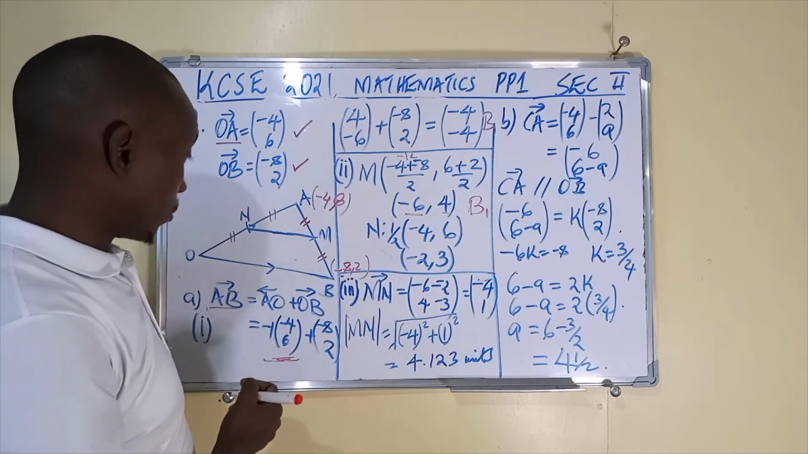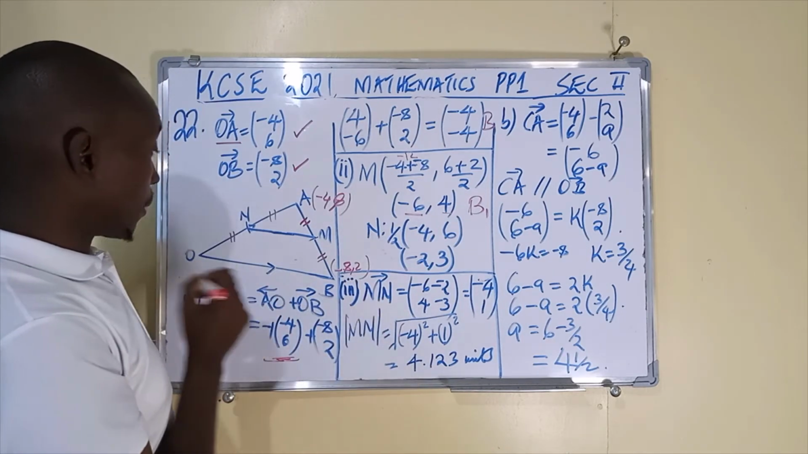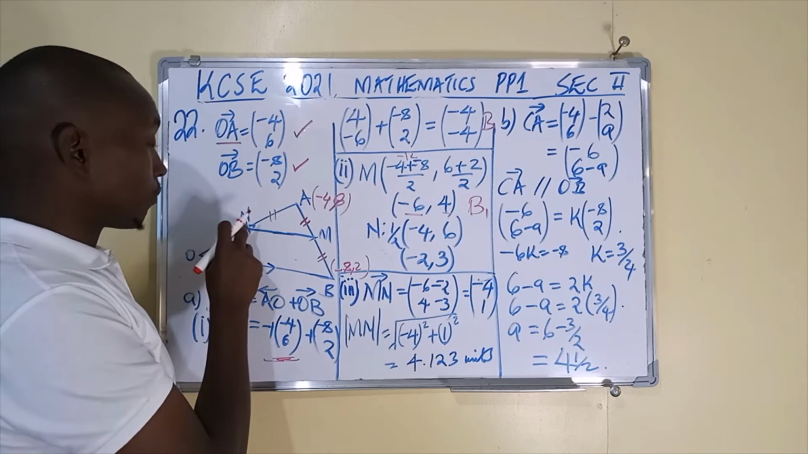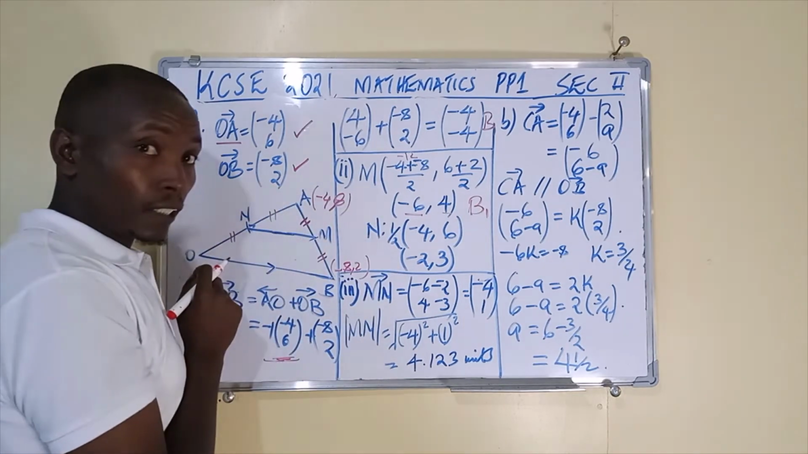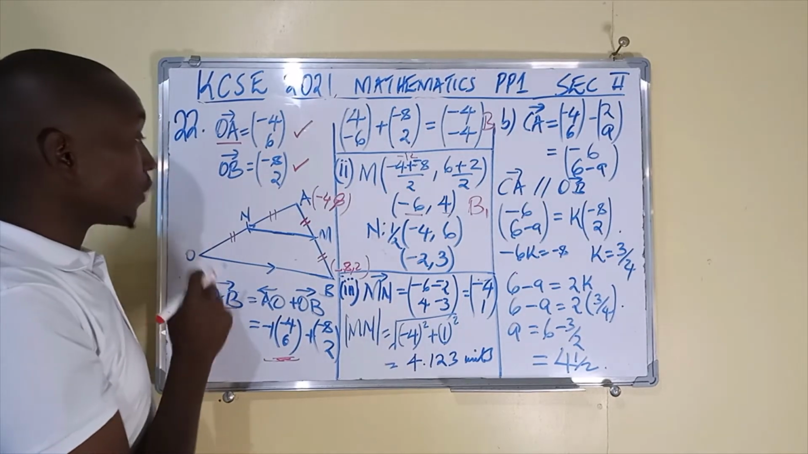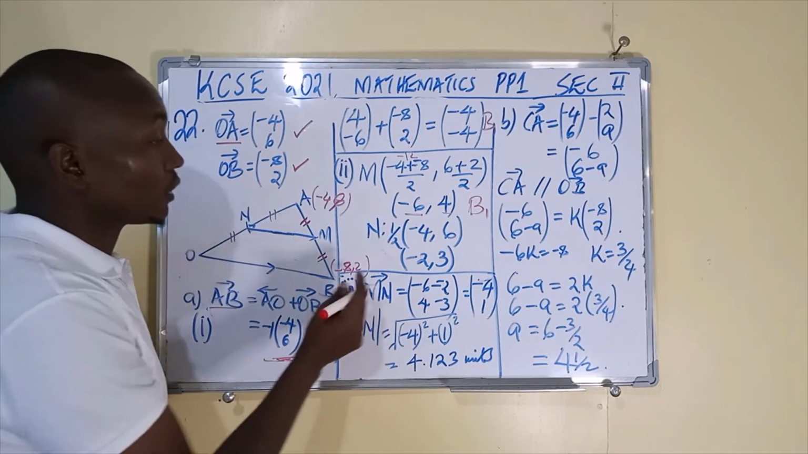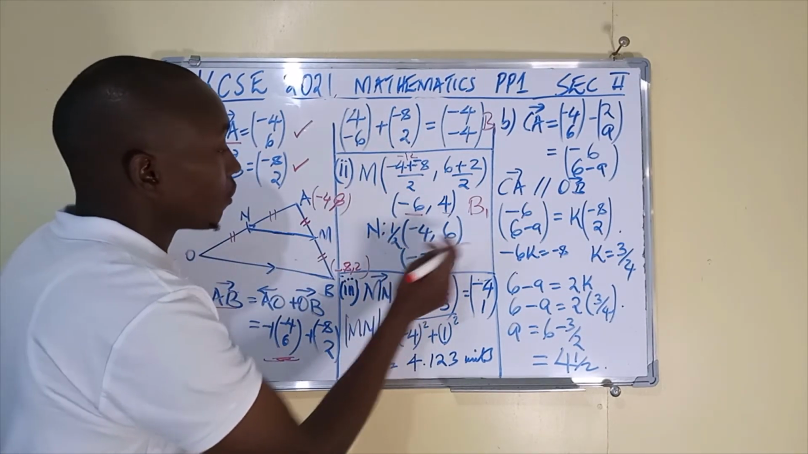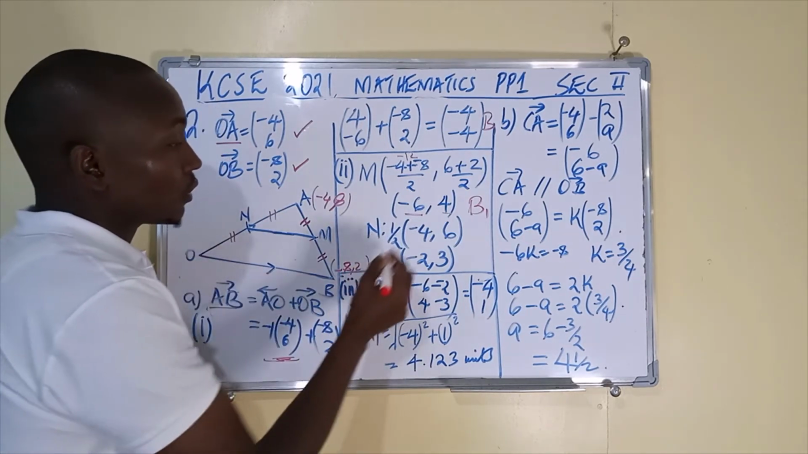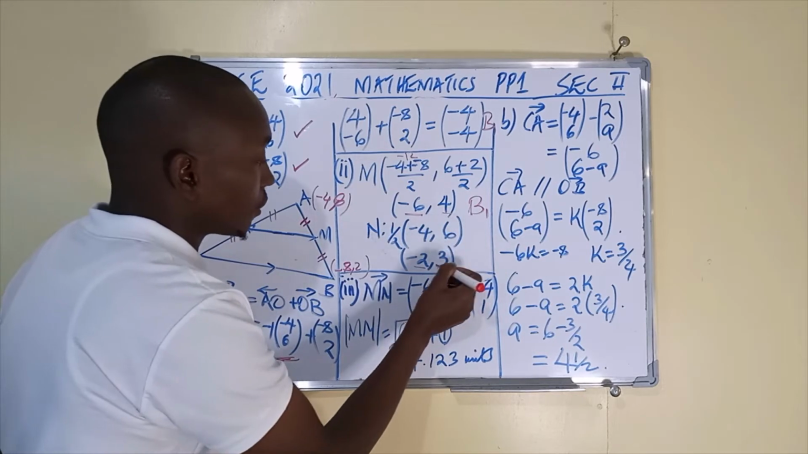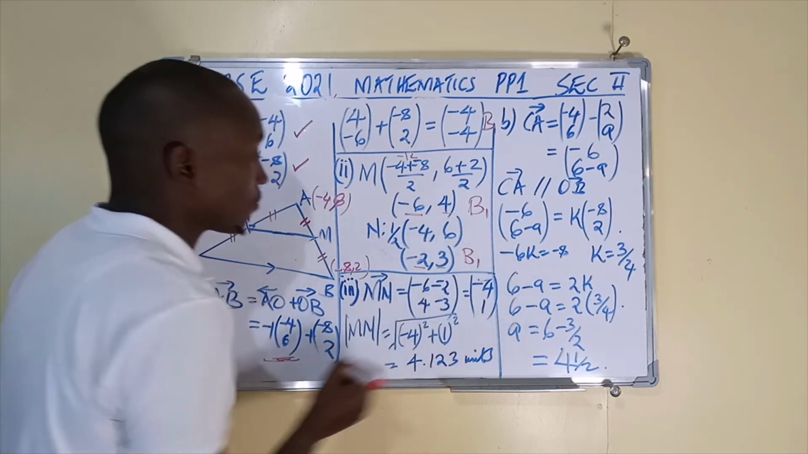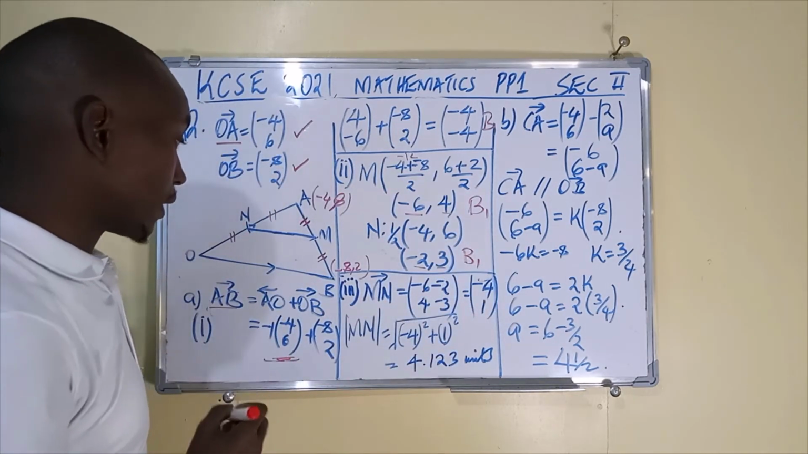Then I go to the second one. I'm supposed to find the coordinates of N. The vector OA is a position vector. With that, I can just get a half of the coordinates of that point. So a half of negative 4 is negative 2. A half of 6 is that. So again, I have done that. That one is well done.